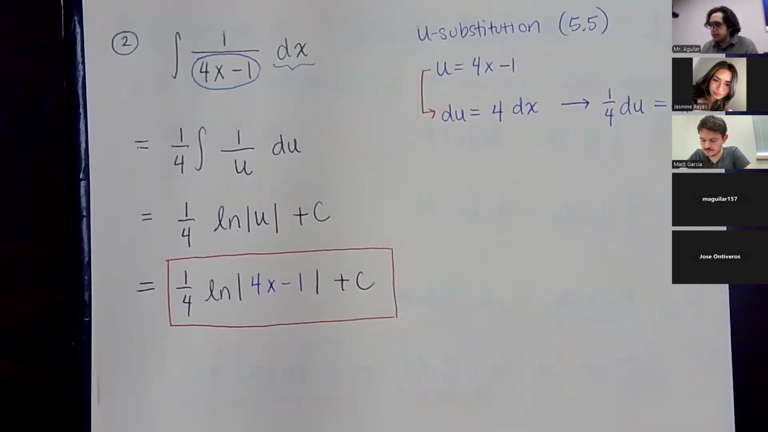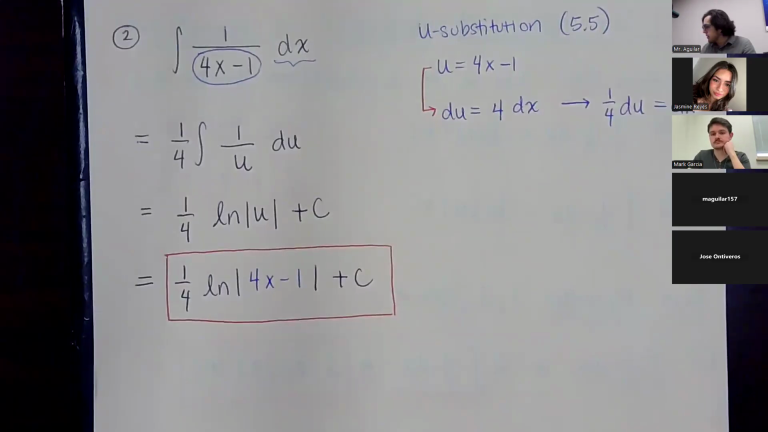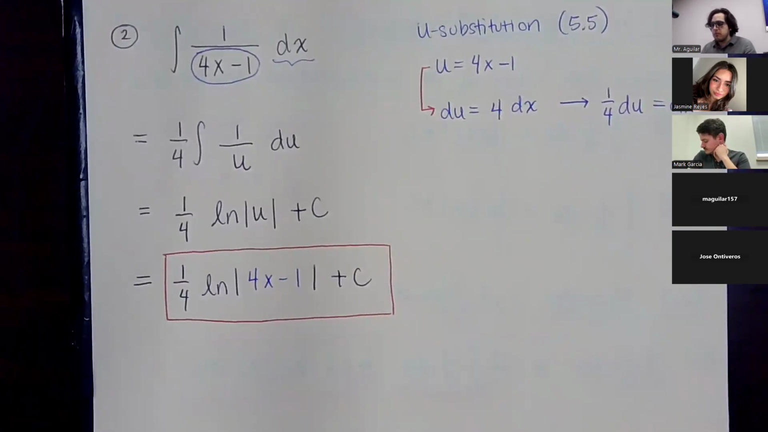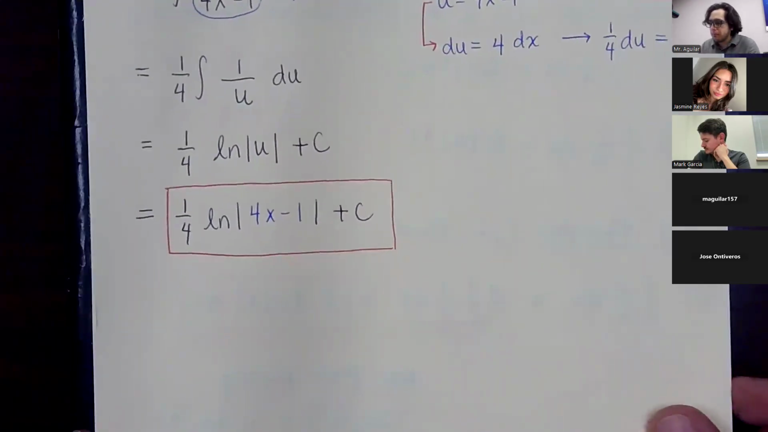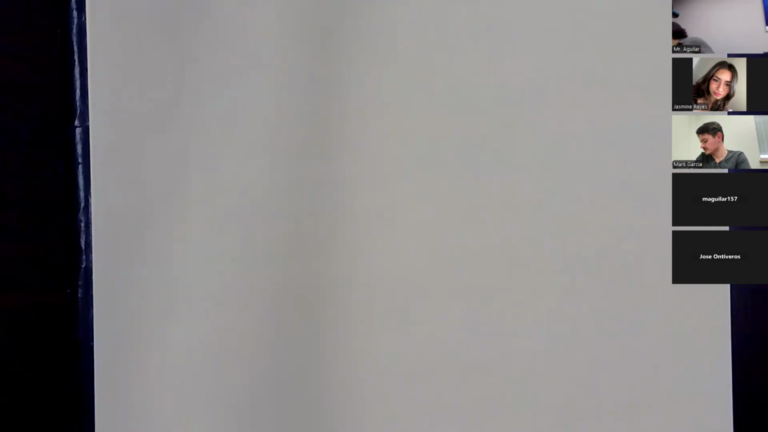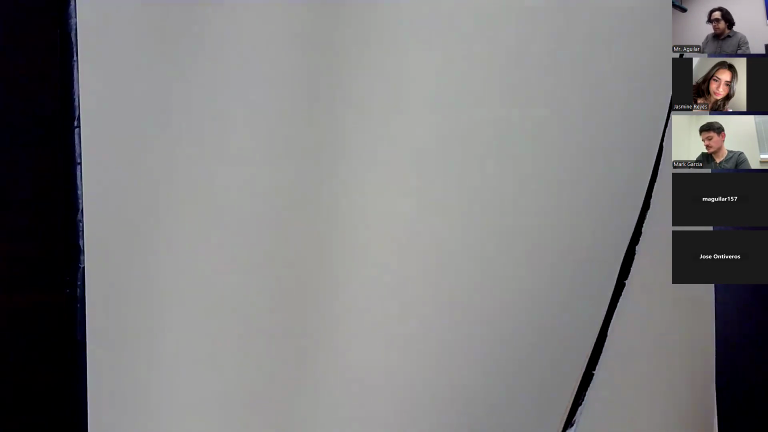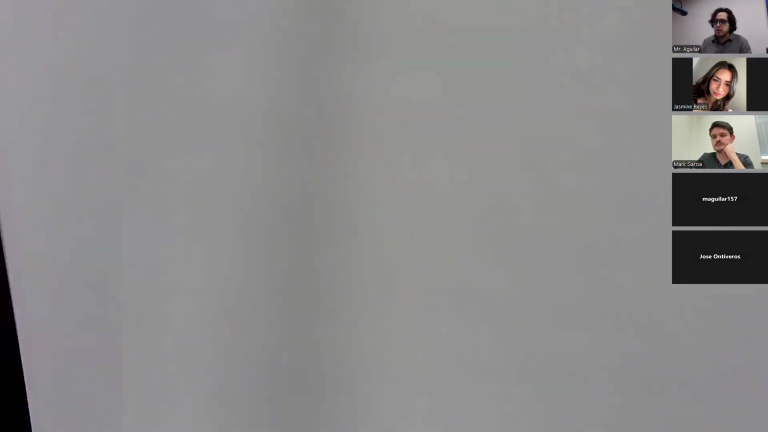All right, let's see. I think I wanted to do a couple examples from problem number 4. Okay, let's get a new sheet of paper. Let me grab some more paper over here.